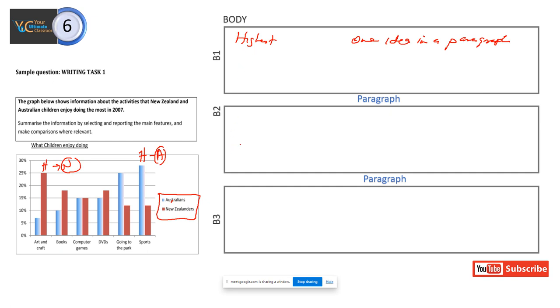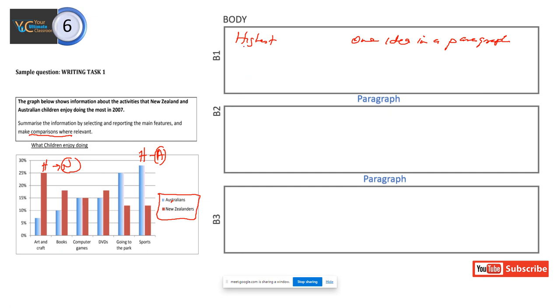And I'll use paragraph two for New Zealanders and all the activities the New Zealanders love to do. But when you go by this method, you lack the ability to compare, as the question is requiring you to do. Because here you are only talking about Australians and you can't compare to New Zealanders.